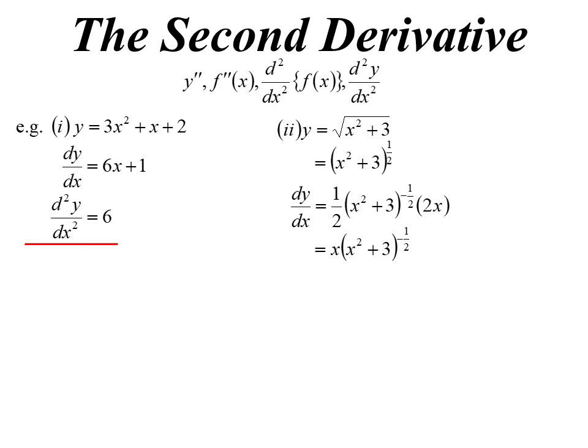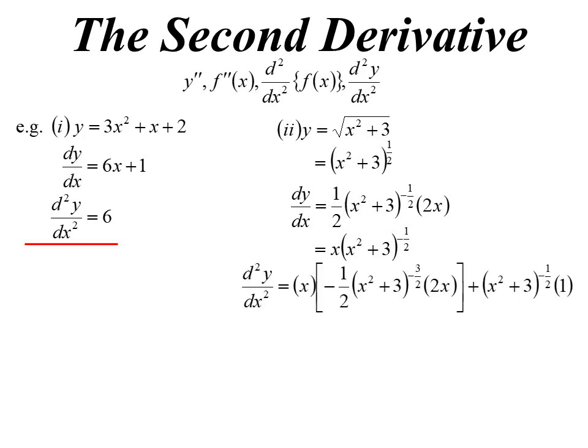It makes more sense to leave it in that form, because now I'm going to have to use a product rule. Write down the first, diff the second, plus write down the second, diff the first. Write down the first, x, diff the second. But the second one, I'm going to have to again use the chain rule. So bring down the power, minus a half, lower the power, minus 3 on 2, diff the inside, 2x. Plus, because we're using a product rule, write down the second, x squared plus 3 to the minus a half, diff the first, or differentiate x, we just get 1.